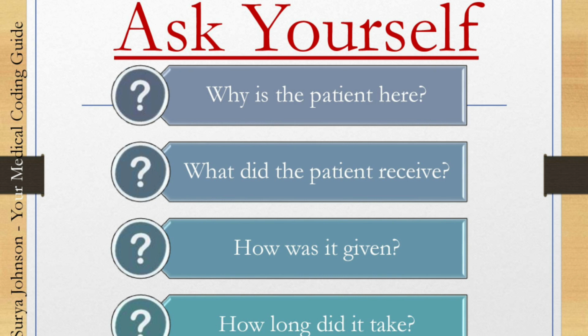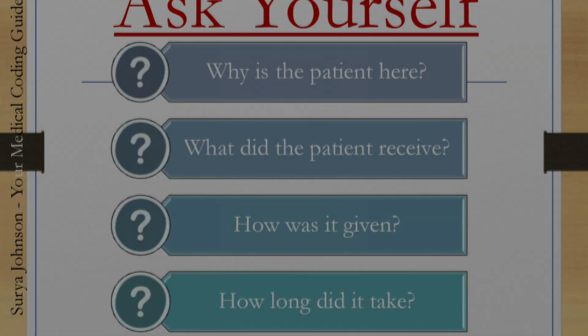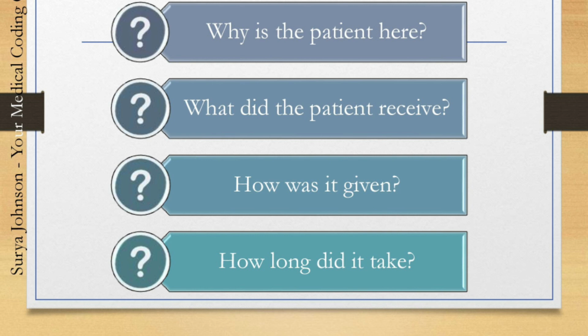The third one is, how was it given? It means the mode of administration. Is it intramuscular, or subcutaneous, or intravenous? You should know how it was given. The last question here is, how long did it take? This length of time will lead you to the correct coding.